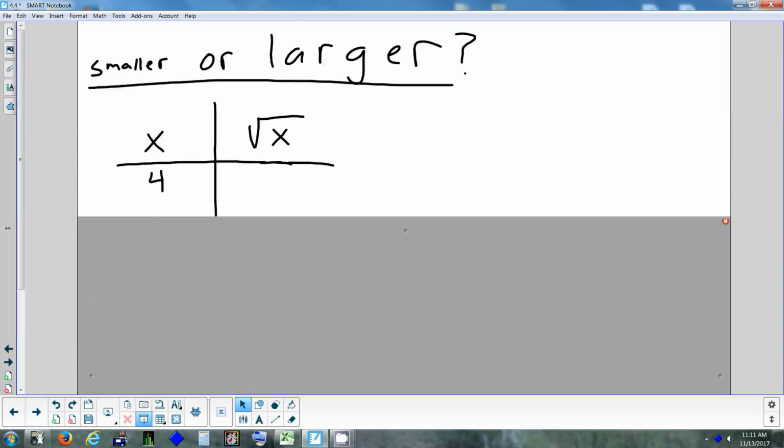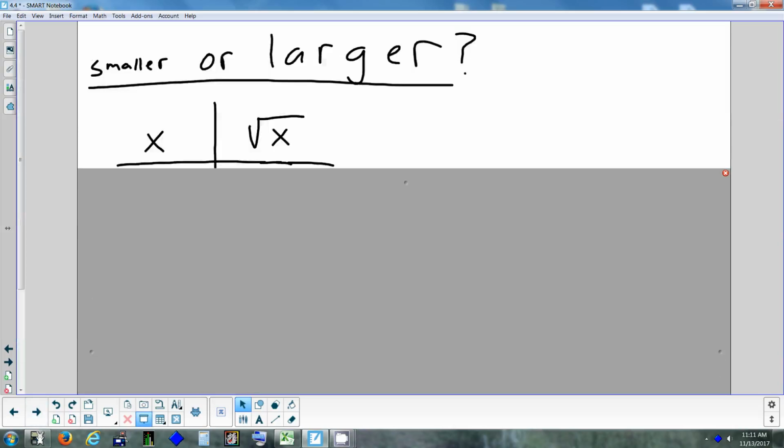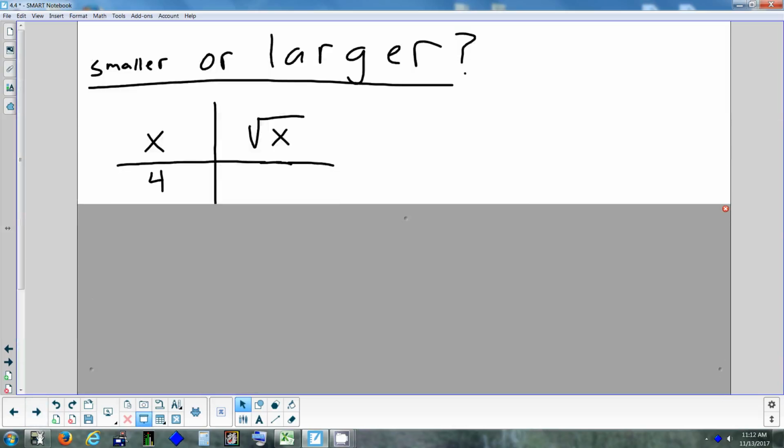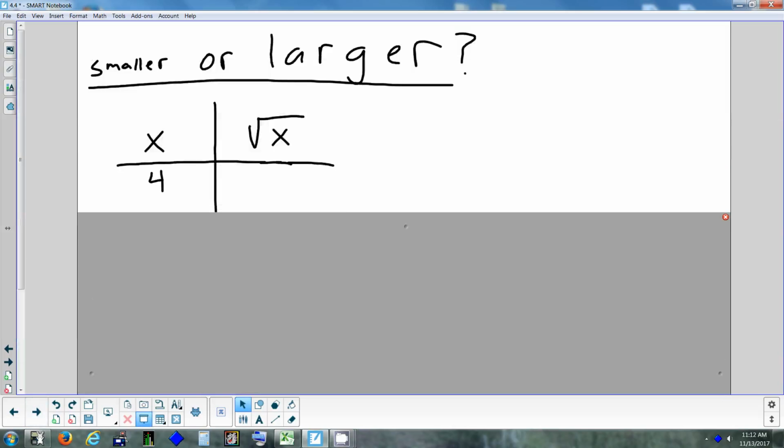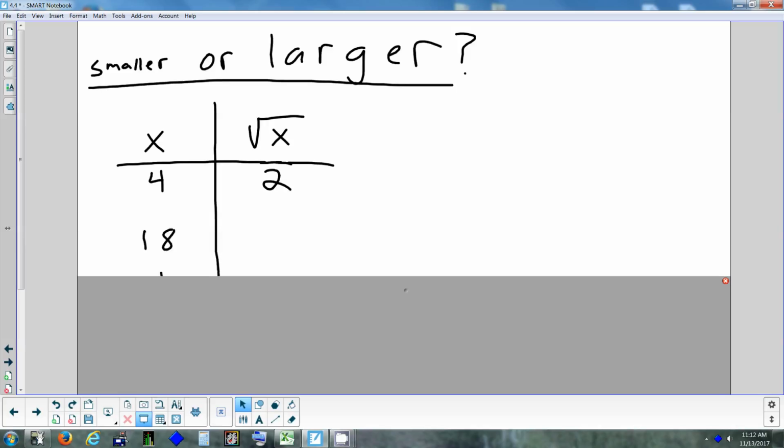All right, so let's look specifically at a square root. And I want to see what happens when I take a square root. If you take the square root of 4, what do you get? Yeah, you get 2. So what happened? Did it get smaller or larger? Smaller. In that case, it got smaller.